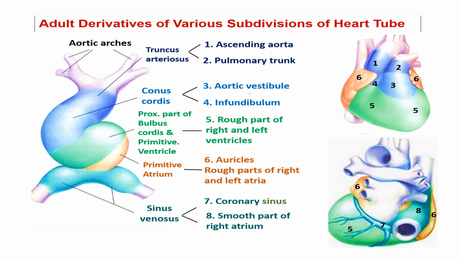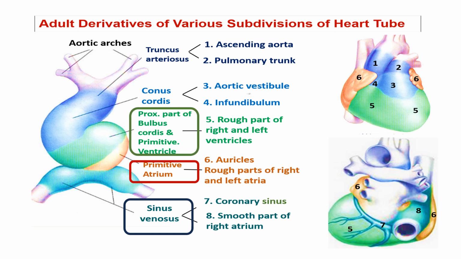So coming to the adult derivatives of various subdivisions of the heart tube: sinus venosus forms the coronary sinus and the smooth part of the right atrium. Primitive atrial chamber forms the auricles and the roughened part of the right and left atrium. Proximal part of bulbus cordis and primitive ventricle forms the roughened or trabeculated inflow tracts of the ventricle. Conus cordis forms the aortic vestibule and infundibulum, the outflow tracts of the ventricles. Truncus arteriosus forms the ascending aorta and the pulmonary trunk.